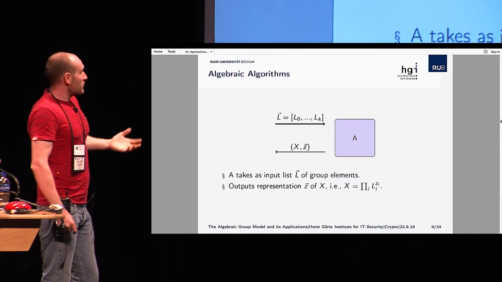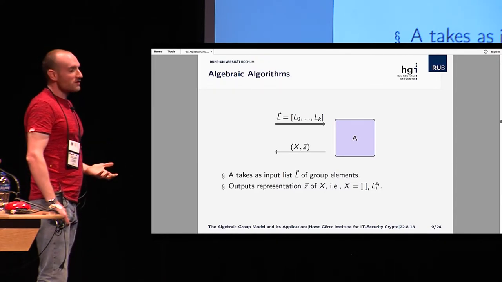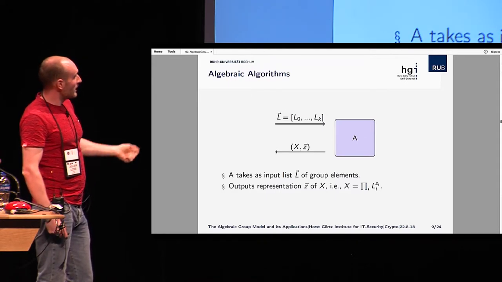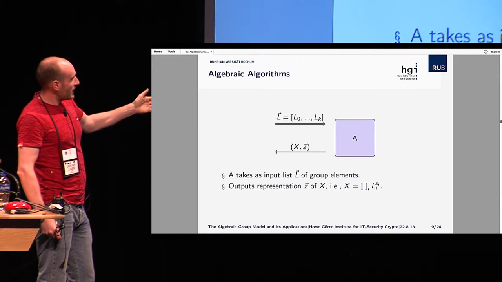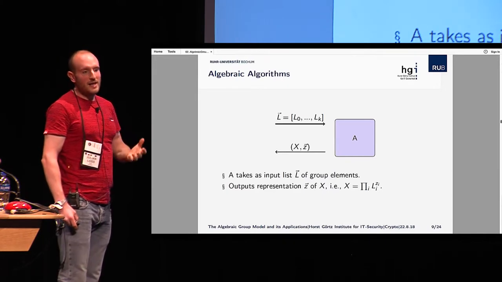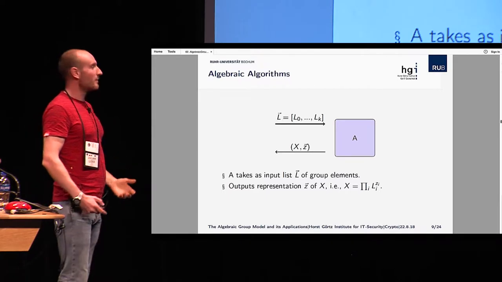And whenever it outputs a newly computed group element, it also outputs a representation vector Z. Okay, and this representation vector Z is of the following form. It allows us to write X as the product of these group elements Li from the input raised to the powers of Zi. So basically, an algebraic algorithm always tells us how it computes new group elements. That's the main idea.